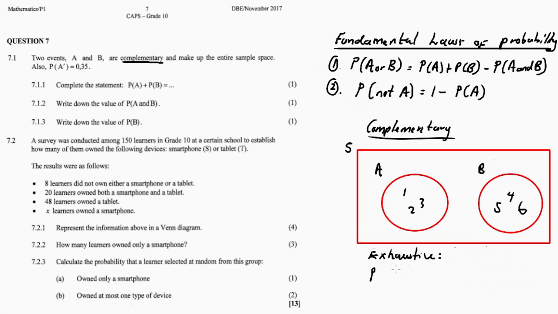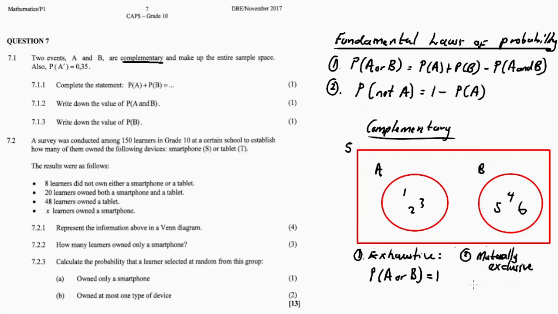So it means that the probability of A or B is equal to 1. That's what they mean by exhaustive events, or complementary events. So in order to have complementary events, you need to have exhaustive events. The second part is that the events must be mutually exclusive.